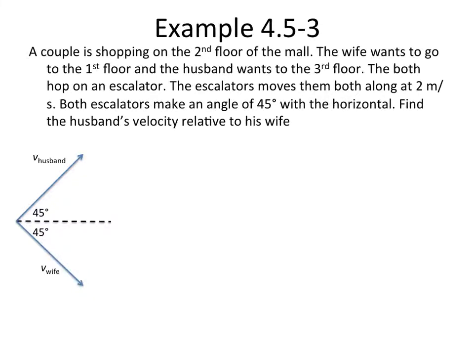Hi everybody, welcome back. This example 3 is yet another example of our relative motion, and it's going to be one where we're going to need to kind of change the subscripts around a little bit of our objects. We've got a husband who wants to go up an escalator at a 45-degree angle, and a wife that wants to go down an escalator to a lower floor at a 45-degree angle. The question that the problem is asking is, what is the husband's velocity relative to his wife? So from her vantage point, what is he actually doing?